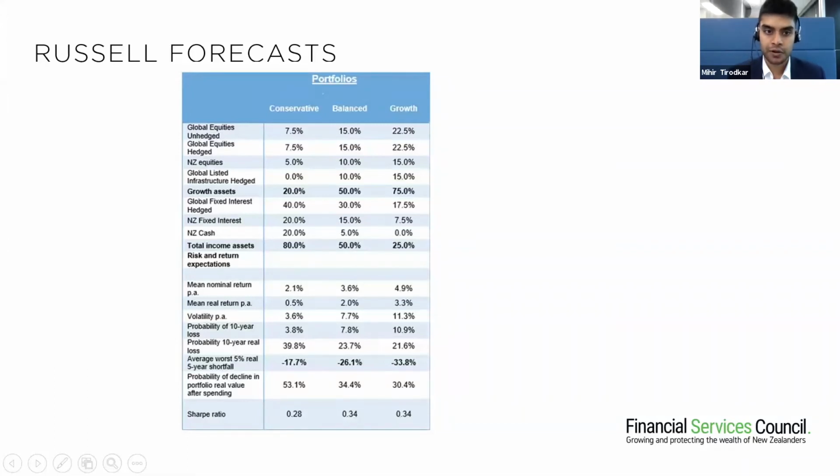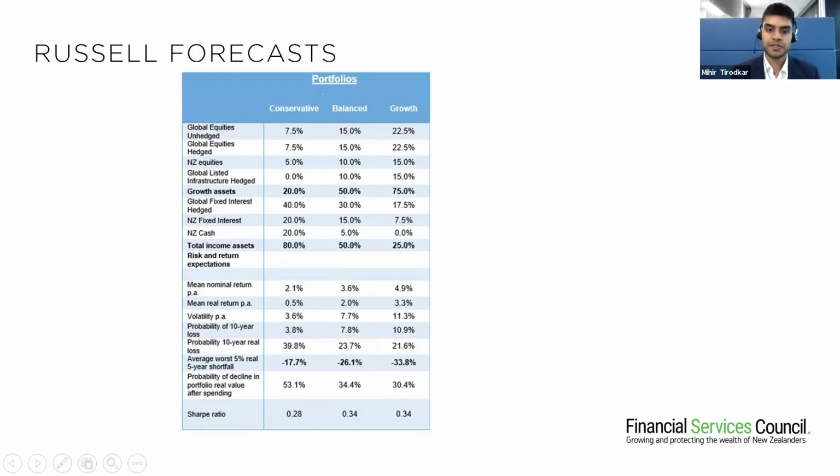Now, what we've got here on this table is a picture of what a typical conservative, balanced, or growth portfolio might look like. On the top half, we have weights. Conservative portfolio, we recommend 20% in growth assets and 80% in income assets.